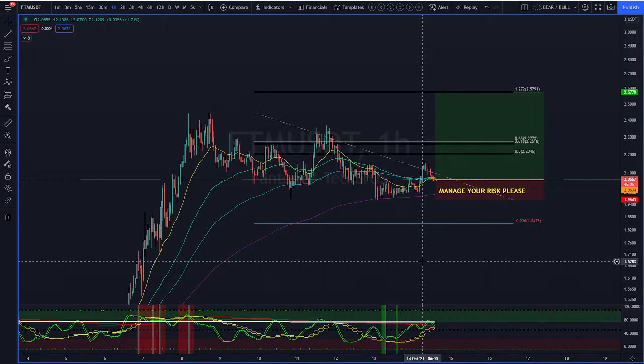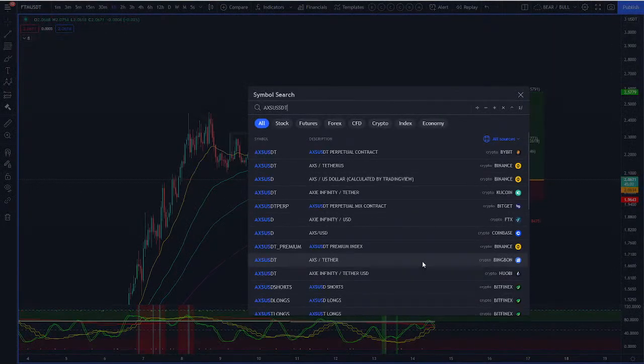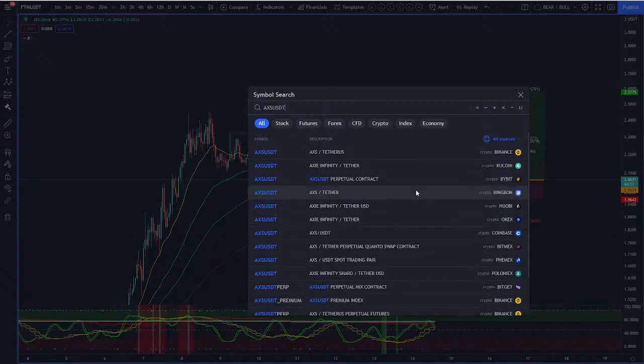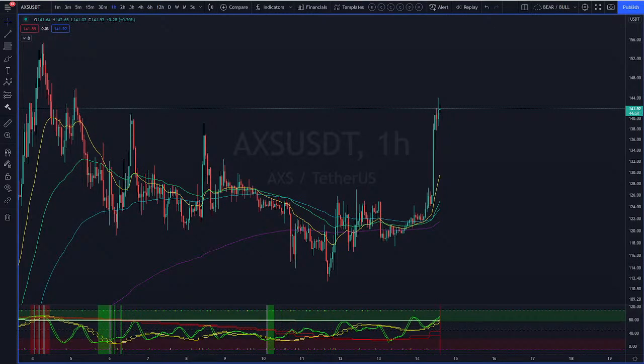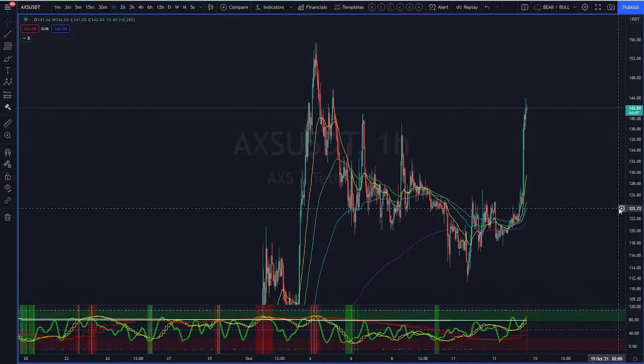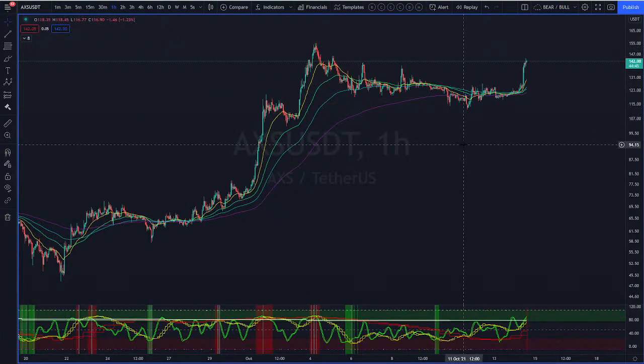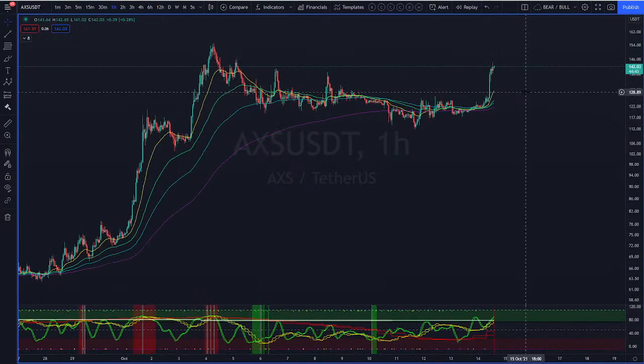So we've talked about FTM. The next item on my list is AXS. There we go. That had a big move. Okay, so because of that, I would say this is a no. I would not take this trade because of the fact that it has already made a pretty significant move.